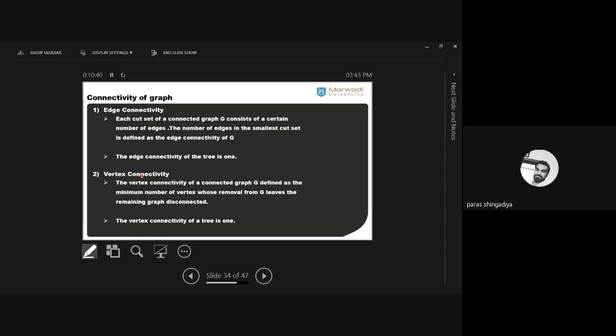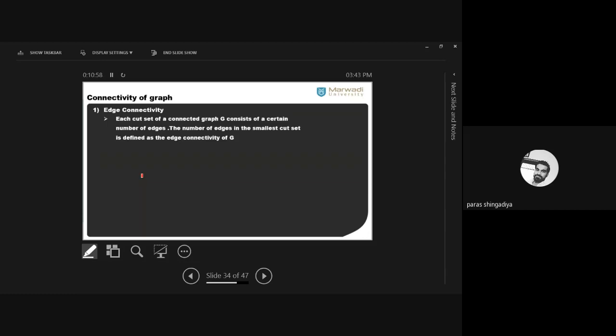Means we first predict the smallest cut set, and then check how many edges are involved in the smallest cut set. That is called the edge connectivity. Is it clear? Okay, let's consider one graph here and predict its edge connectivity. Then afterwards we'll check vertex connectivity. You have to prefer a cut set, and then check what the smallest cut set will be. Okay, one graph is given.